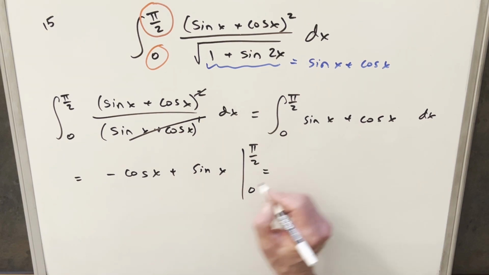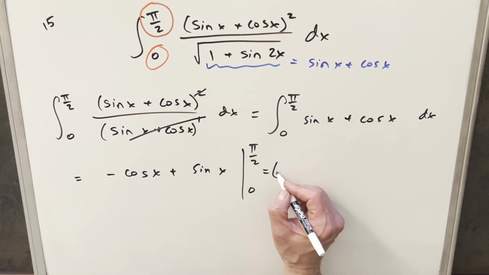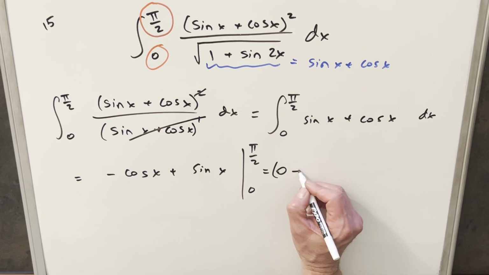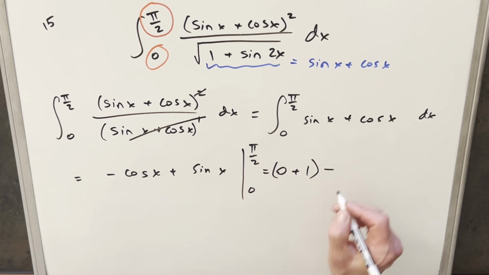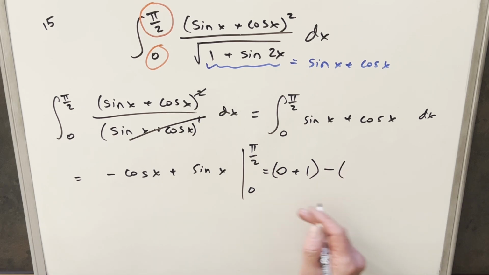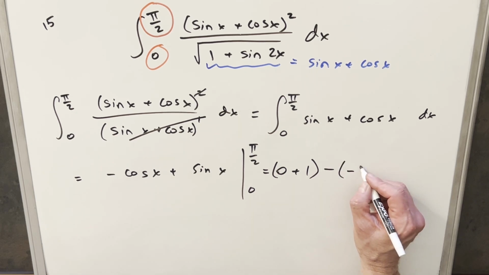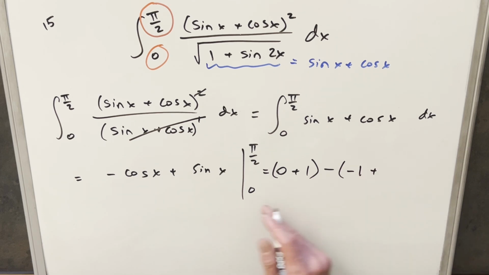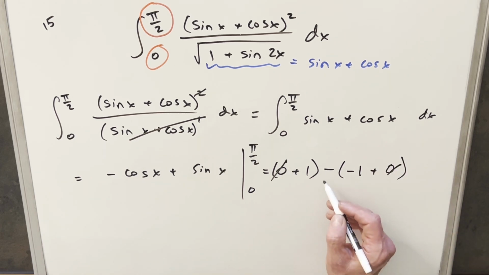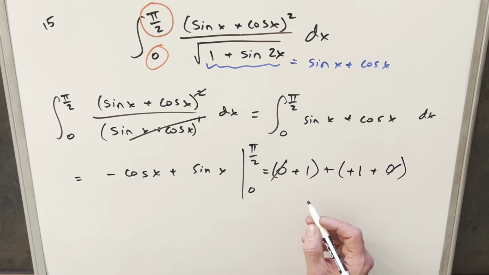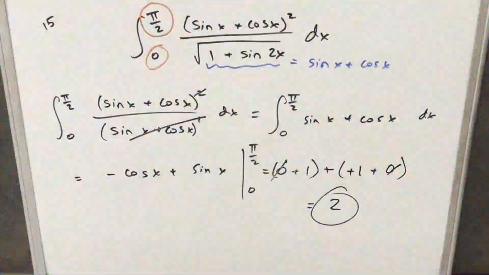So plugging in pi over 2, first cosine of pi over 2 is going to be just 0 there, and then sine of pi over 2, that's just going to be a 1. Then next plugging in 0, cosine of 0 is going to be 1, but we have a minus sign, so this is going to become minus 1. And then sine of 0 is just 0. This goes away, minus times minus is plus, and for our final solution, we have 1 plus 1, or just 2. So there you have it, really good problem from JEE Main 2004.